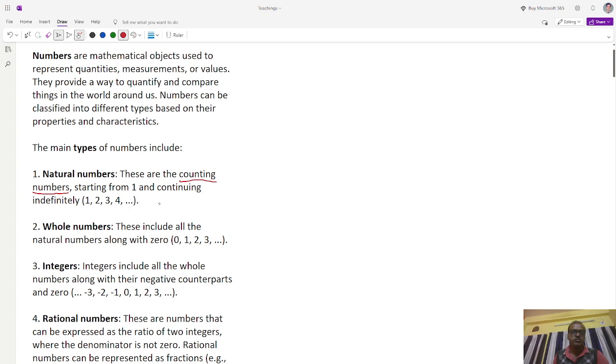Any item we count from 1, 2, 3, etc. Whole numbers. This includes all the natural numbers along with 0. So, a whole number is the natural number plus 0. Right? This is a whole number.